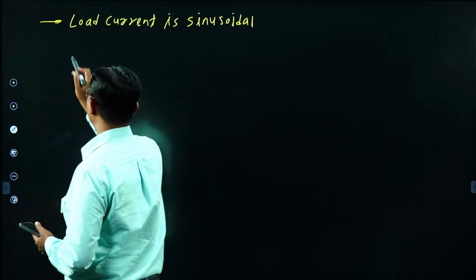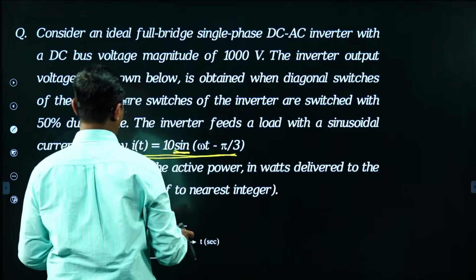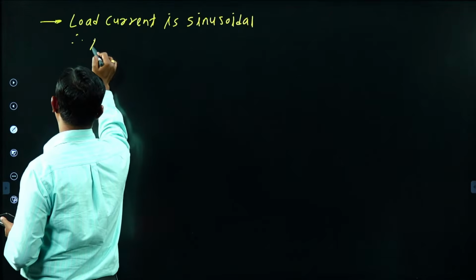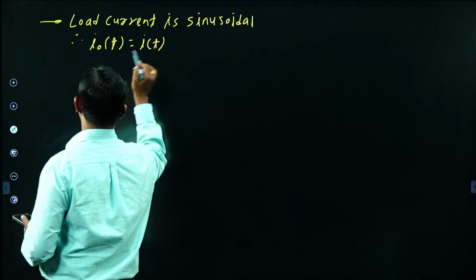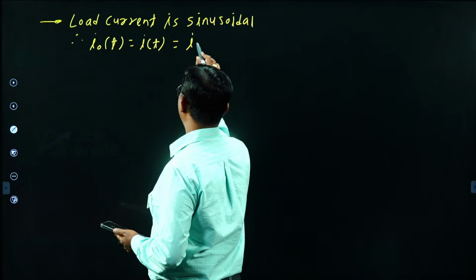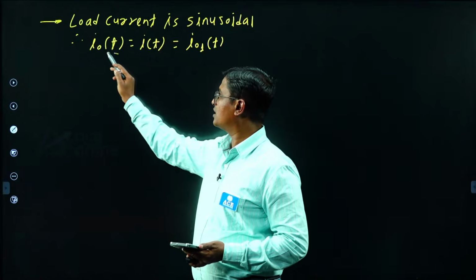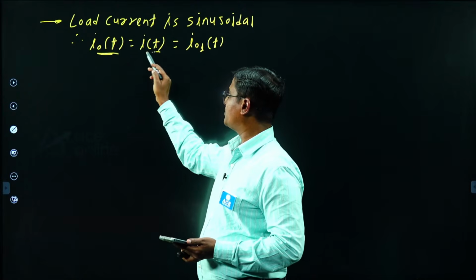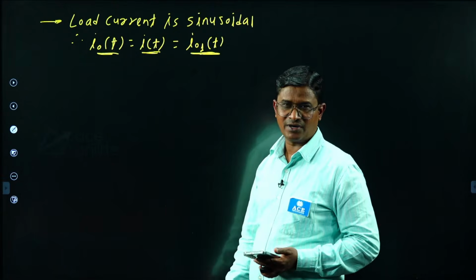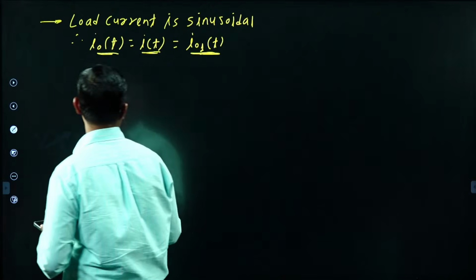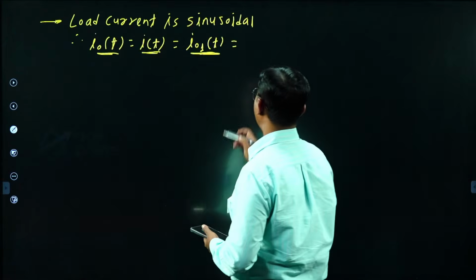So therefore, what notation they have used? I of t. Therefore, I0 of t, which is equal to I of t, is equal to only I1 of t, or I can write I01 of t. Be careful. Load current as per their notation is I of t. It is sinusoidal, meaning it is having only the fundamental component. So my I01 will be equal to this expression now, 10 into sine of omega t minus pi by 3.